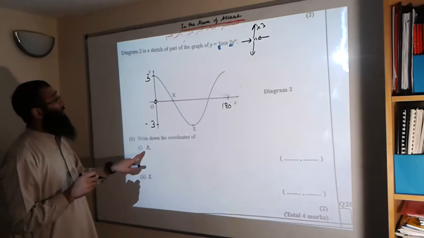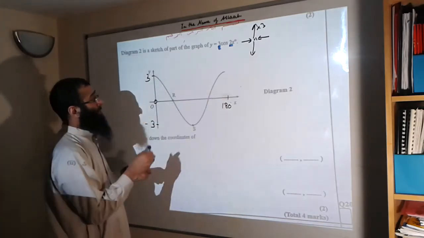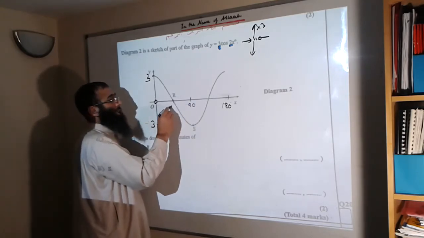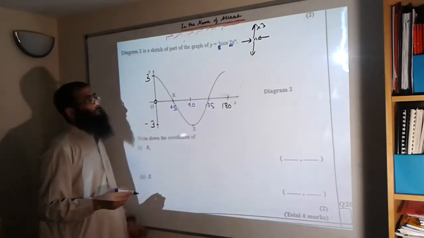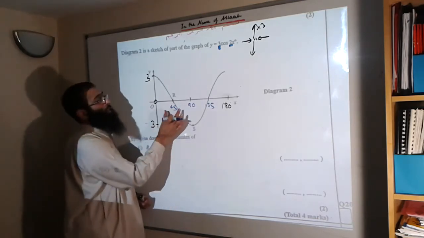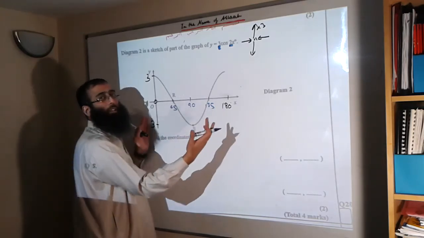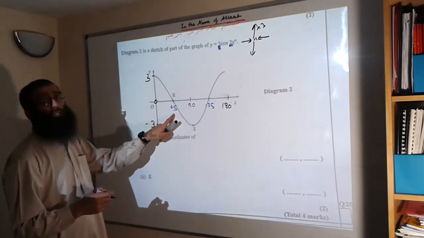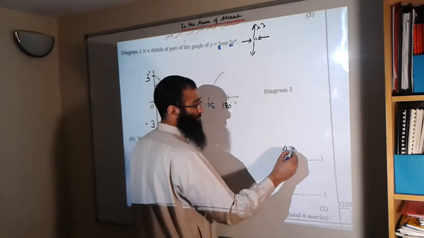Write down the coordinates of R. So let's have a look. If that's 180, the full cycle, then the middle part will be 90, and half of 90 again will be 45. Okay, so that's 45, 45, 45, 45. So the whole function is now contained within half the space and still symmetrical. So R has a coordinate of 45 degrees along the x coordinate and 0 along the y. So that's going to be 45.